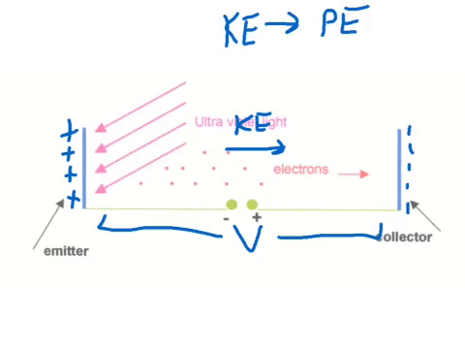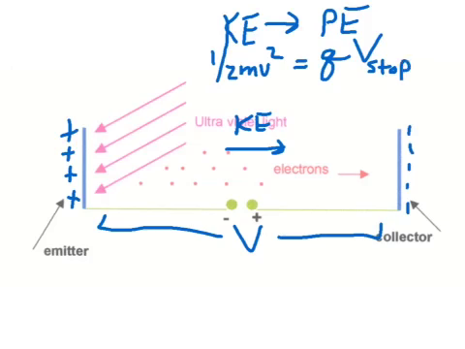As those electrons travel towards the collector, they're going to slow down and slow down and slow down until all of that kinetic energy is converted into potential energy. And remember, the potential energy of an electron in an electric field of voltage V is qV, and we call that voltage specifically the stopping potential. So that's a new term.